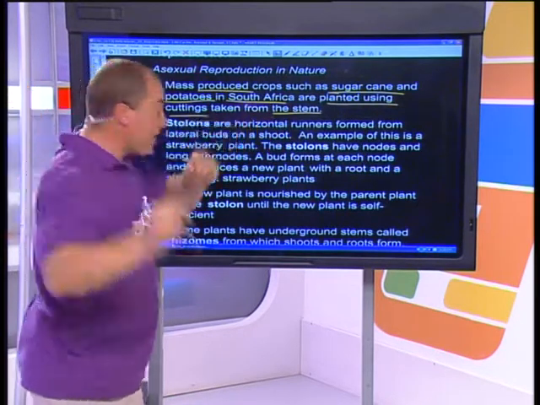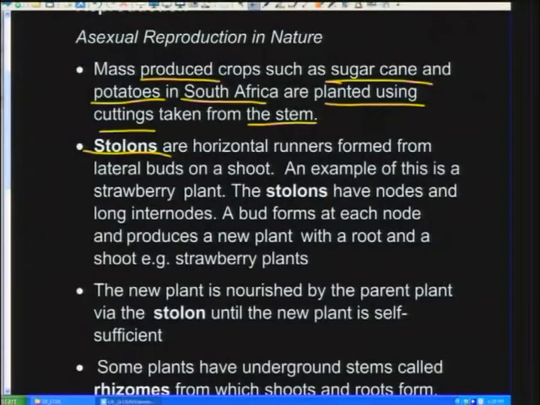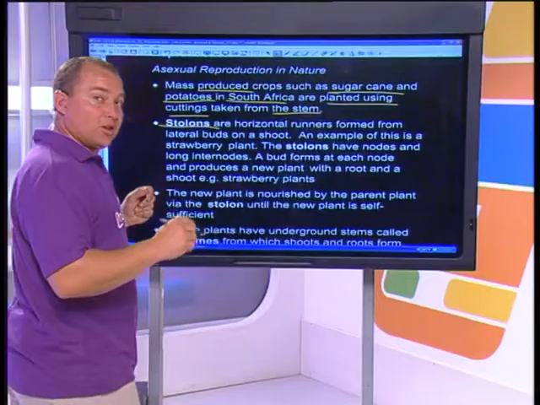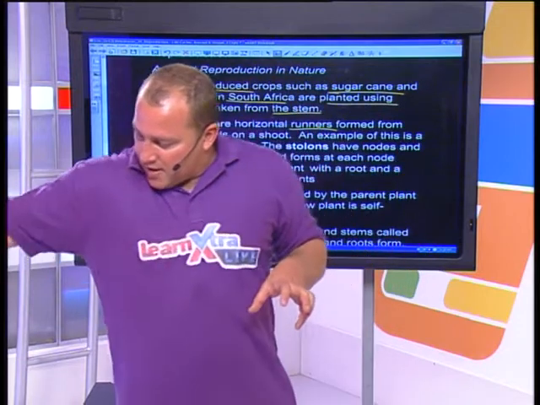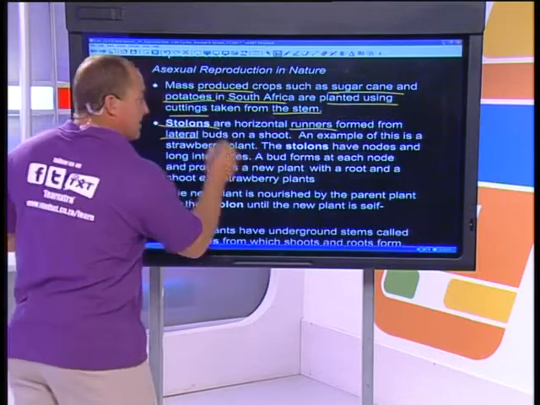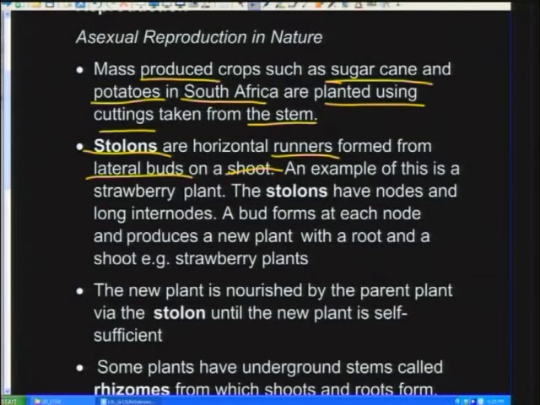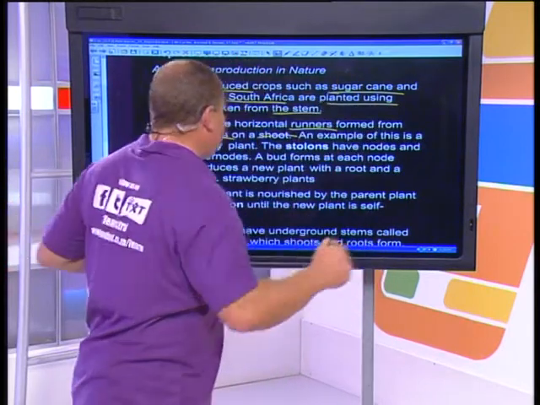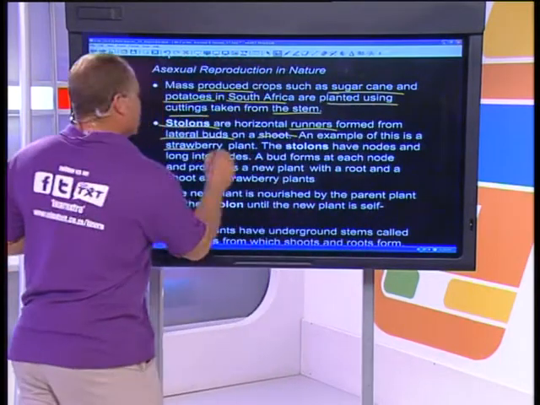We've also got stolons, which are horizontal runners. Horizontal means that way. Now, can you remember a horizontal runner? A horizontal runner is something that shoots out a stem over there and then drops something over there. A horizontal runner has lateral buds on its shoots. Now, a shoot is a thing that shoots out the side and puts a new plant there. Now let's have a look at it. An example of this is a strawberry.